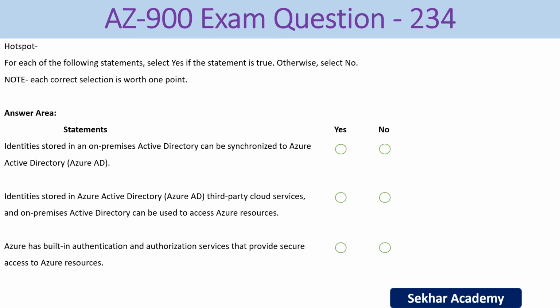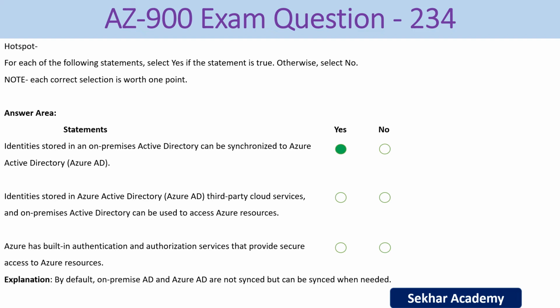Question number 234. Identity stored in an on-premises Active Directory can be synchronized to Azure Active Directory. The right answer is here, yes. By default, on-premises AD and Azure AD are not synchronized, but can be synchronized when you need. When it is needed, you can synchronize the on-premises Active Directory and Azure Active Directory. That's where you can store those identities.